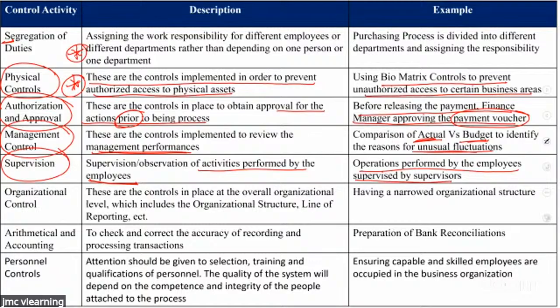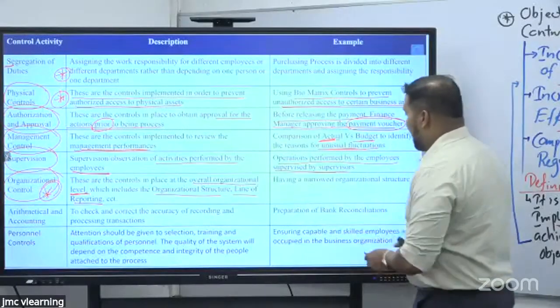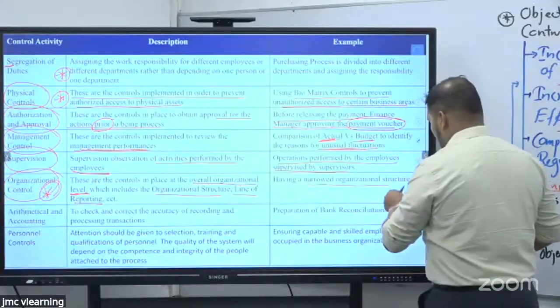Right. Then organizational controls. These are the controls which are embedded in the overall organizational purview. Basically organizational structure, line of reporting, and etc. So organizational controls are the controls implemented from the broader perspective from the organizational level. Example, having a narrowed organizational structure.